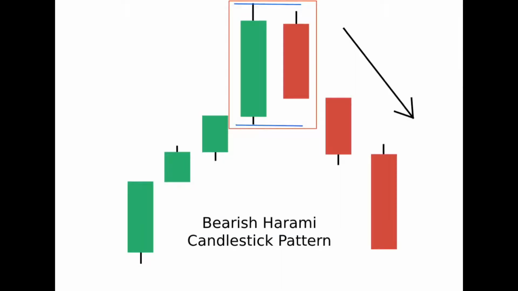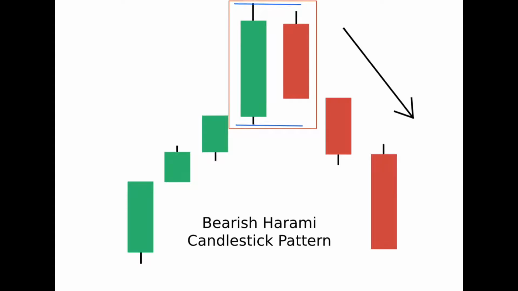The next candlestick pattern is the bearish harami candlestick pattern, which is the opposite of the bullish harami candlestick pattern. Here we have the bullish candlestick being the mother candlestick, and the bearish candlestick, the red candlestick, being the baby candlestick. The psychology here is that the bulls were in control, but now they've lost control to the bears. It can be found mostly around a resistance area.